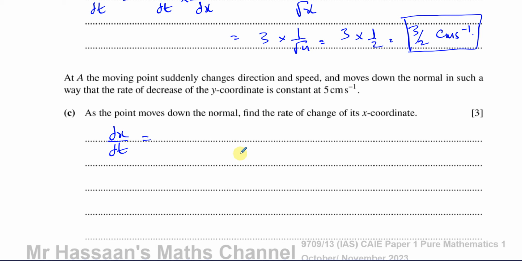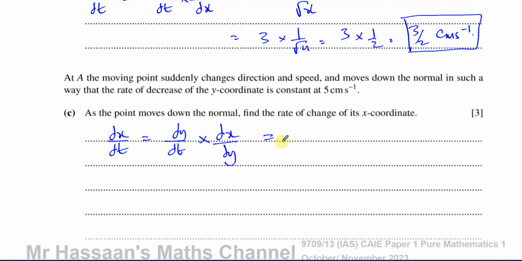Okay, and what they gave us here is the rate of decrease of the y-coordinate is 5. So they've told us what dy dt is. And we've got to think about what we need to multiply dy dt by to give us dx dt. Now we need to have a dx there on the top, because we end up with dx. There must be a dx there, and the dy has to cancel out, so I put dx dy. So dy dt times dx dy.